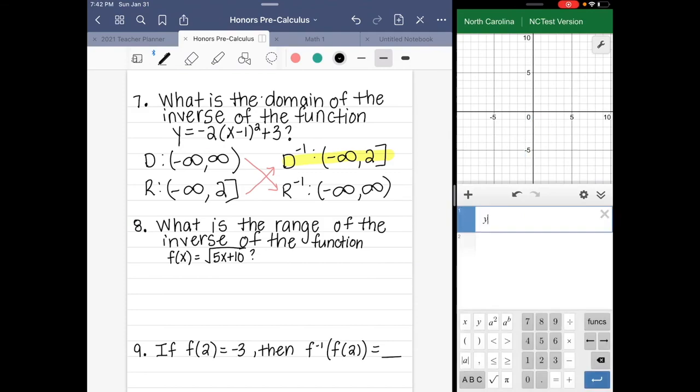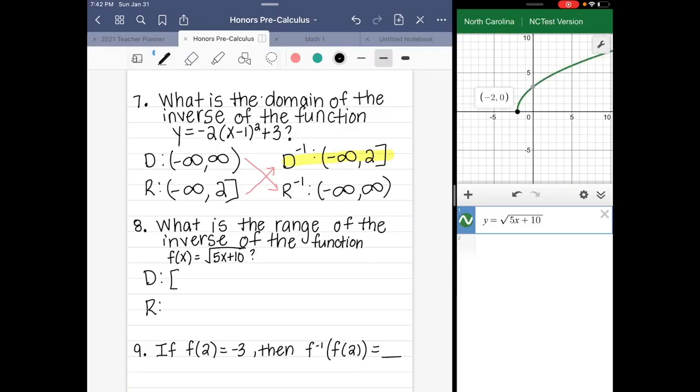All right, so same thing for this problem. If I look at my original, I have the square root of 5x plus 10. And we're going to state the domain and range. So the domain is starting at -2 and it's going to infinity. The range is starting at 0 and going to infinity.